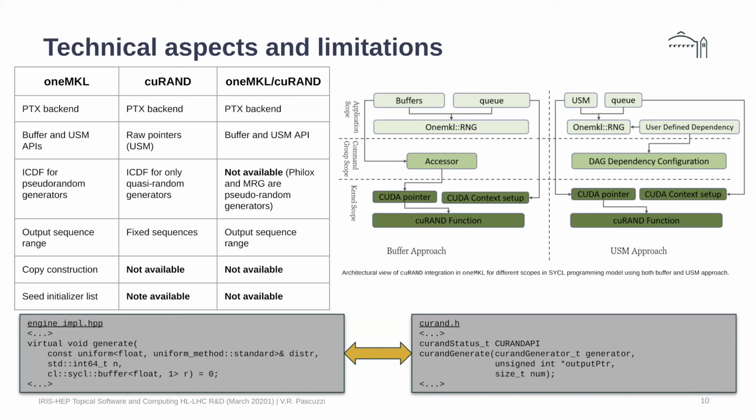In oneMKL, there's copy construction as well as seed initializer lists for constructing the generators. Neither of these is available in cuRAND, and as a result, we don't implement them. It was out of the scope of our work here.